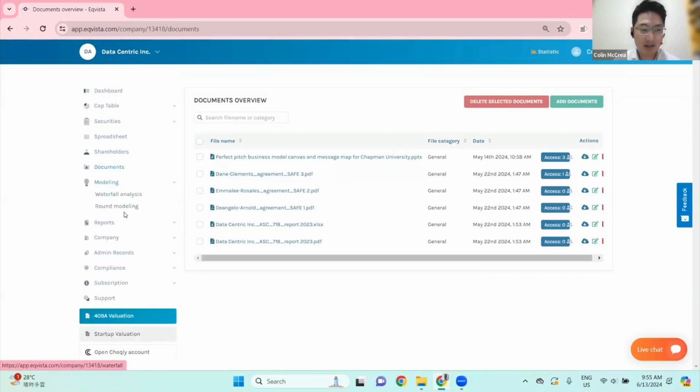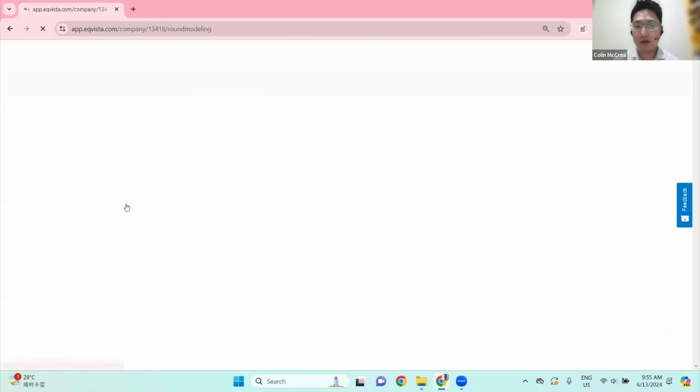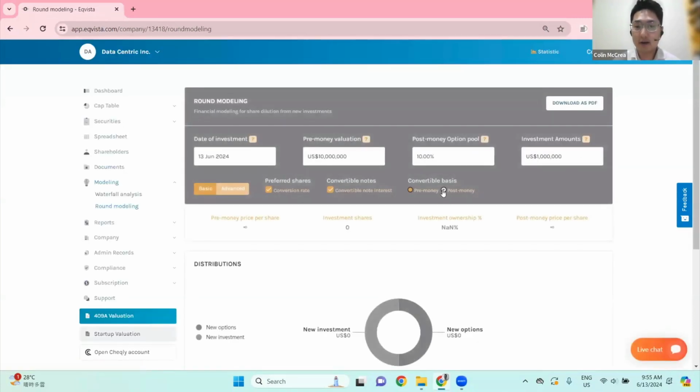We also have modeling here. So if you are contemplating another funding round, and you want to see how much dilution will occur with the new investors and with the current investors as well, you can set the pre-money valuation. You can see how much the option pool you want to top up, and how much the investment amount is.